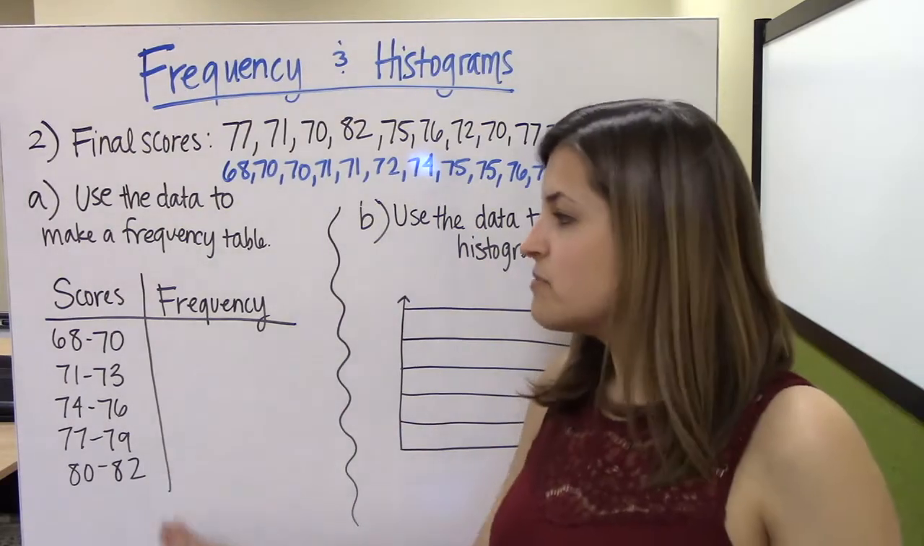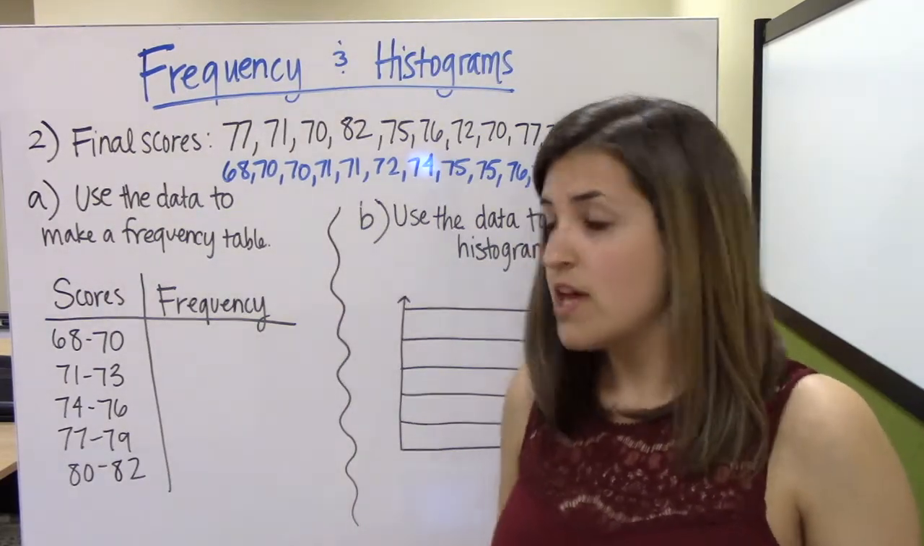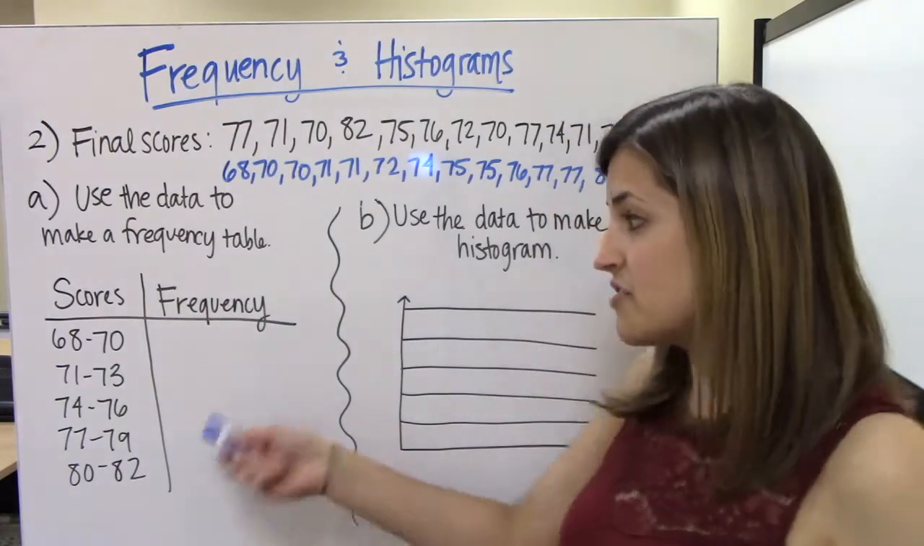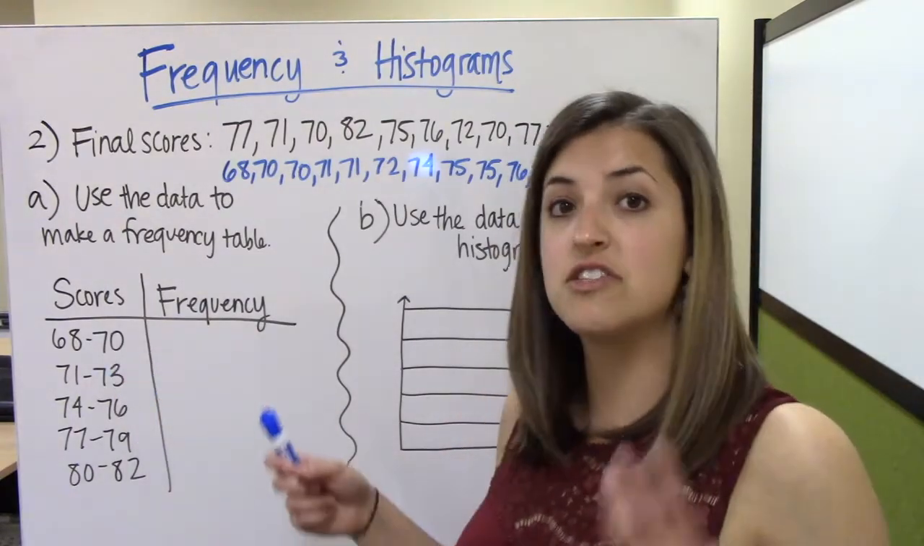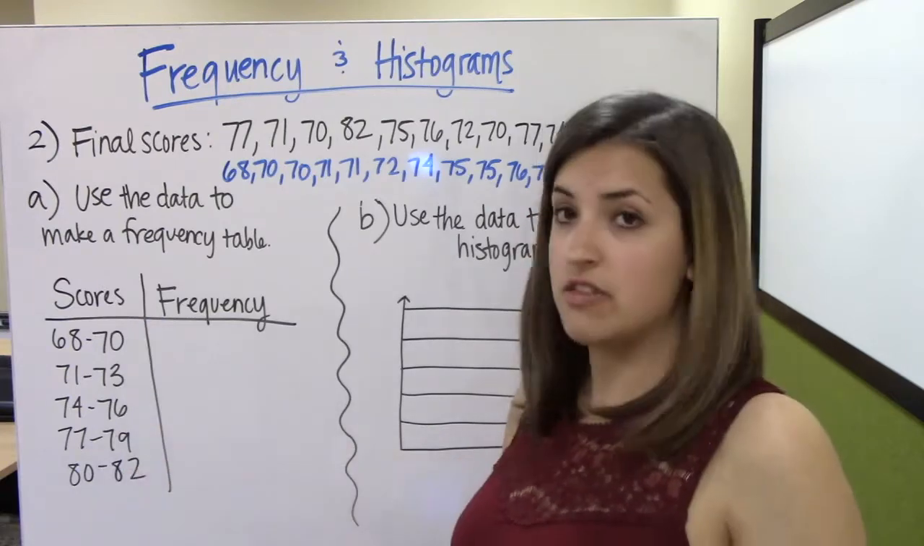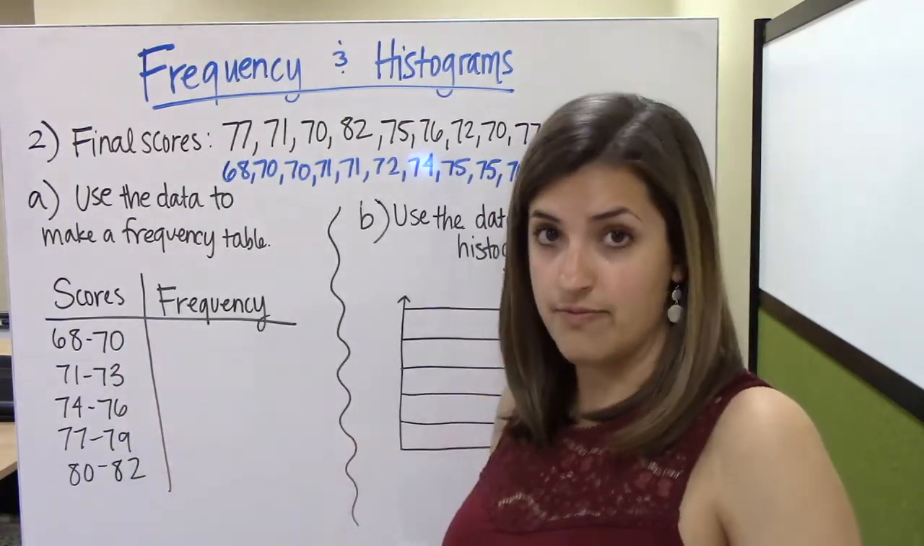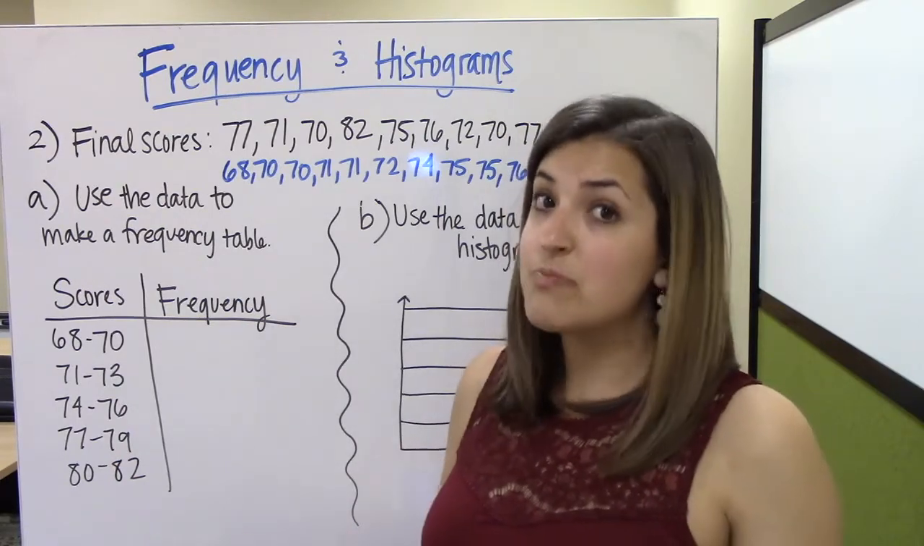If you look at this frequency table, we have a few things going on. In the left column, we have scores, the scores of the golf game. And these are in intervals. We have 68 to 70, that's 3 numbers. 71 to 73, that's 3 numbers again. And different intervals of 3 numbers all the way down. So now, our job is pretty easy.